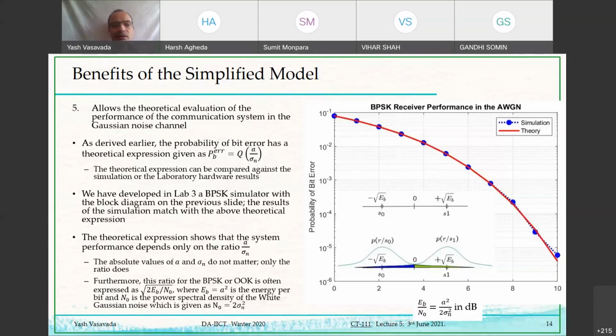Okay, I think this is where we are going to stop for today. And we will continue on this modulation topic.